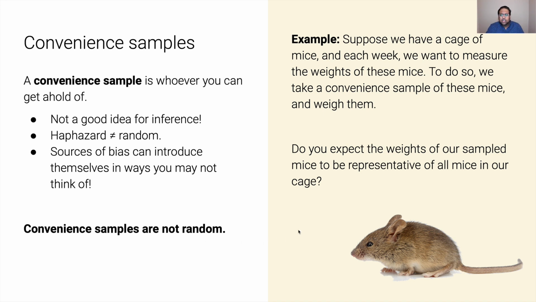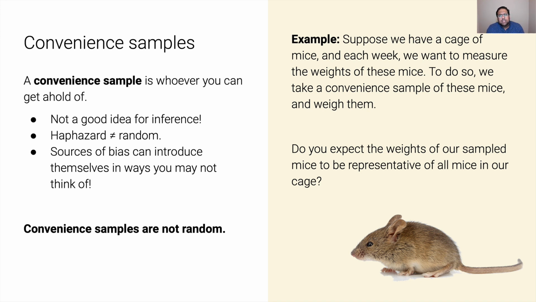And so this example over here on the right is a really interesting one, and once you understand this example, you will understand the issue with convenience samples. I think this one is really cool, and Professor Adhikari brought this up in lecture last semester, and that's where I got this from. Suppose you have a cage of mice, and each week you want to track the weight of these mice. Let's just pretend we have way too many mice to be able to weigh each one of them every week. And so what we do is at the end of the week, we take some sample of these mice, we grab some of them, and weigh them.